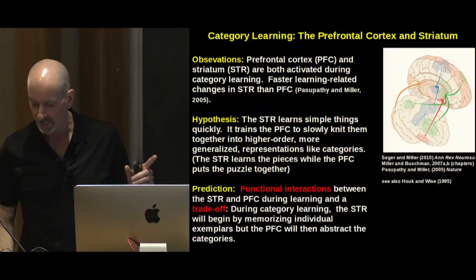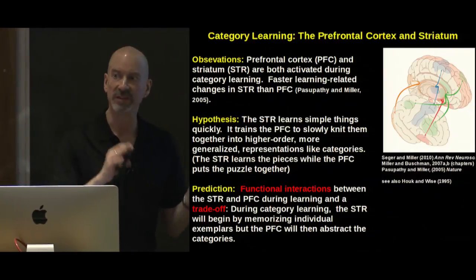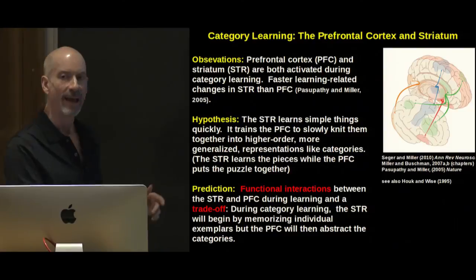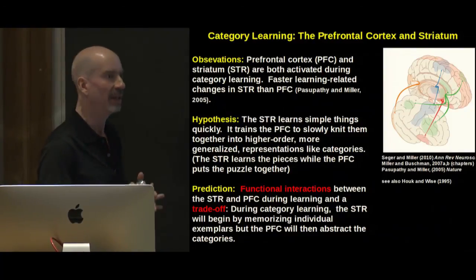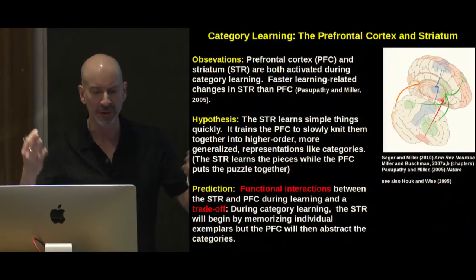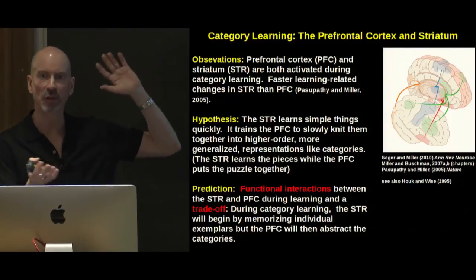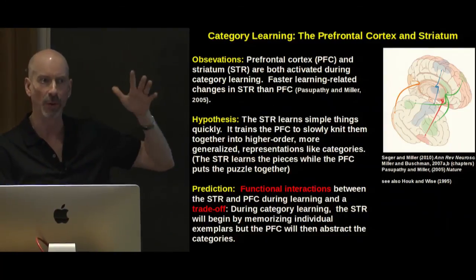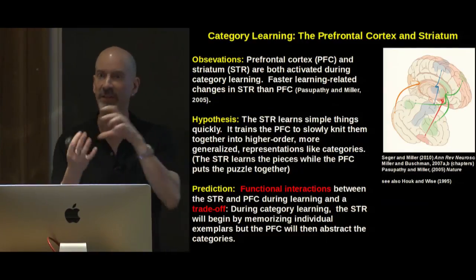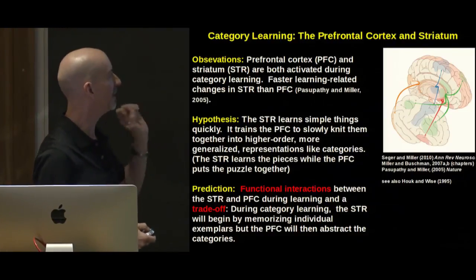So from that, we made some predictions. If we can record from the prefrontal cortex and striatum during category learning, we predict there should be functional interactions between them. And that isn't a given because, like I said, the basal ganglia is part of this habit learning system. The prefrontal cortex is cognitive. It's cortex. Maybe these two areas are just working independently, trying to solve the task their own way. But if they really are working together in this iterative fashion, we should see some functional evidence of interactions between them. And the other thing this hypothesis predicts is a trade-off.